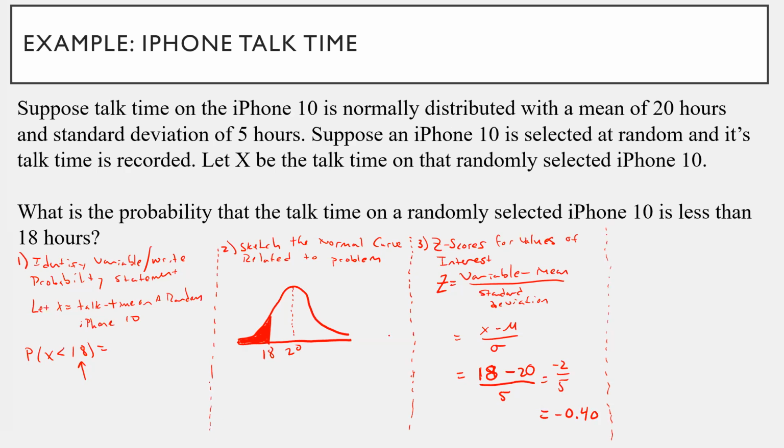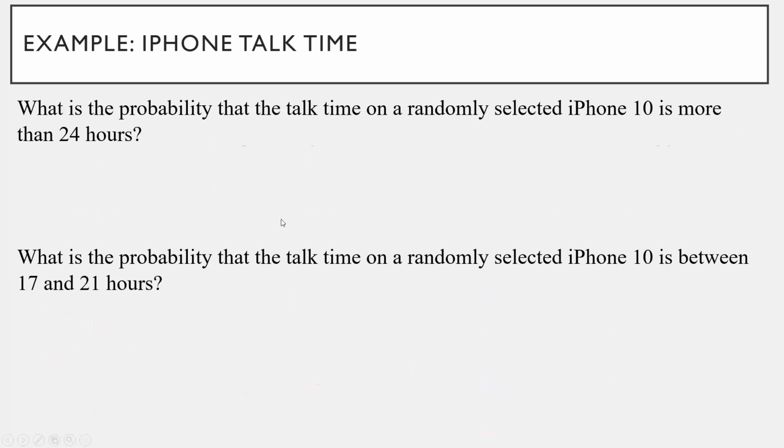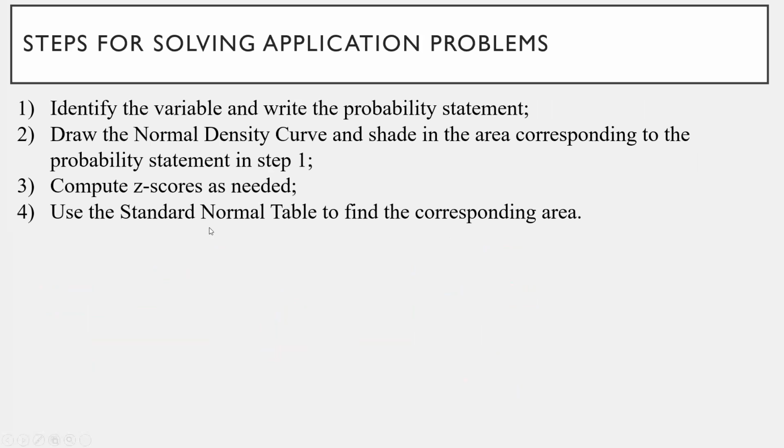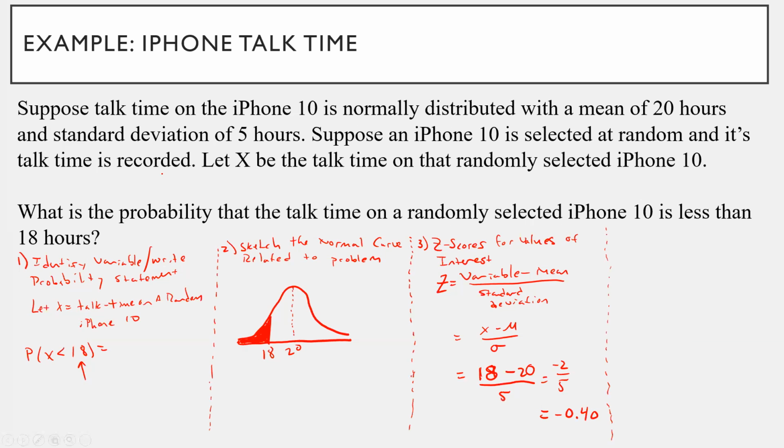This is so cool. Do you see what's going on here? I'm looking for an area to the left and I've got the corresponding z-score for that. So the final step, step 4, is to use the standard normal table to find the corresponding area.